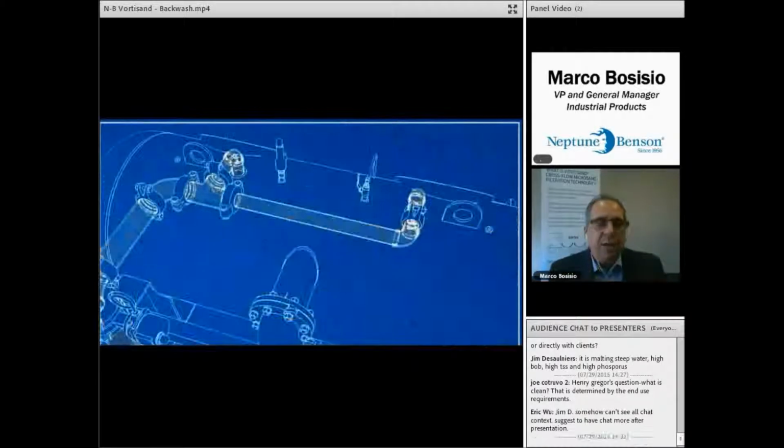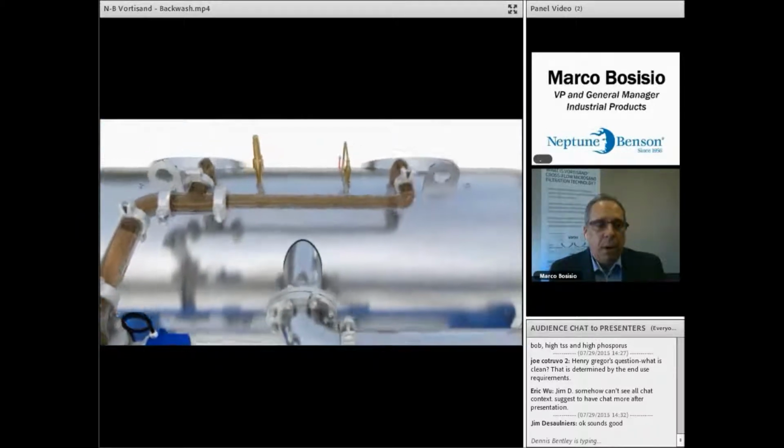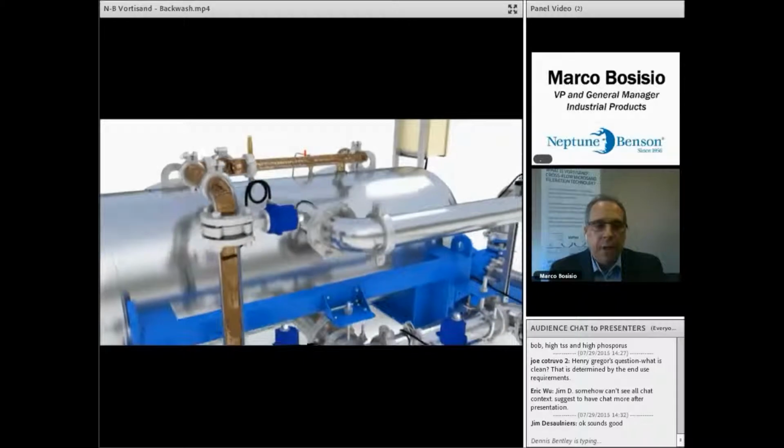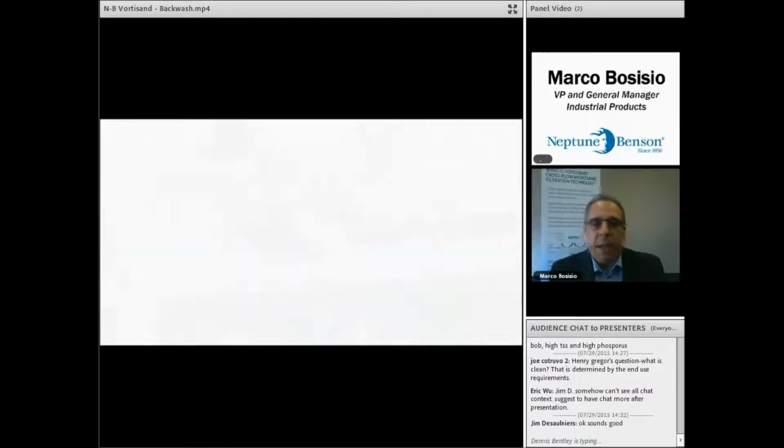And being at the top, it allows us to capture entrapped air, for example, or residual oil that could be floating on the top of the filter. Those are also key features that clients are looking for.